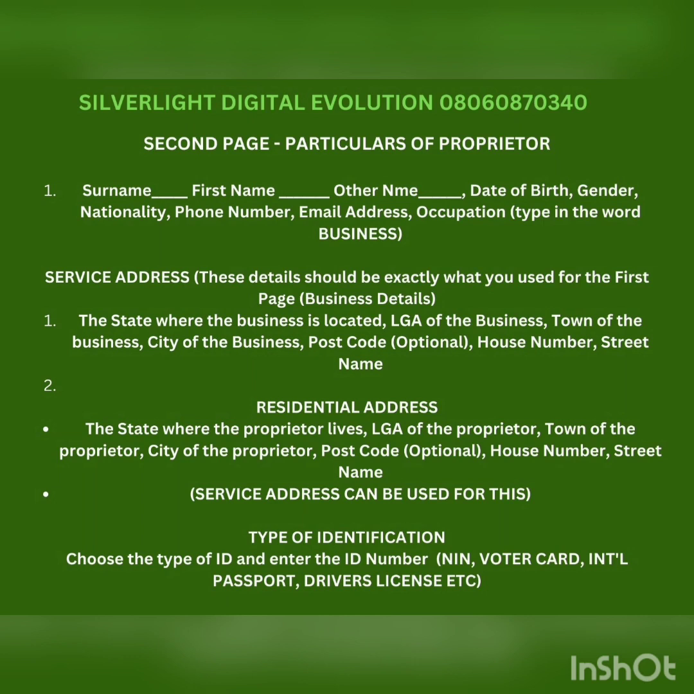Then you now choose type of identification. You're going to provide either your NIN, your international passport, your voter's card, your driver's license, or birth certificate in case of minor. Then there's a space where you're going to type the ID card number. You type it correctly, then you move.